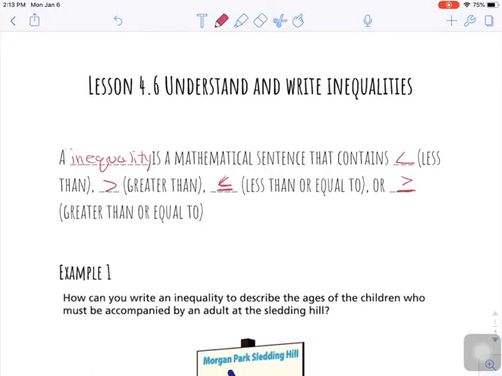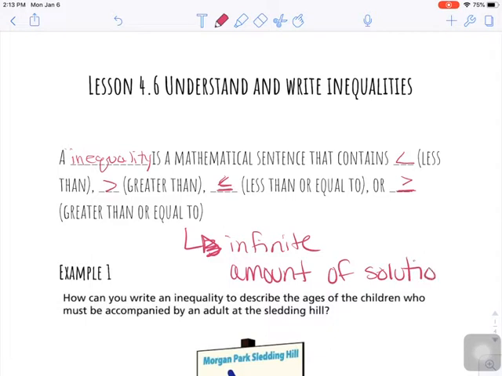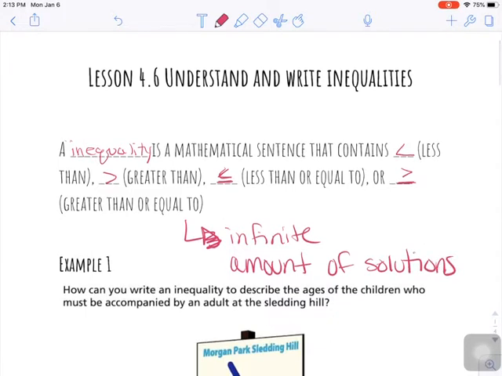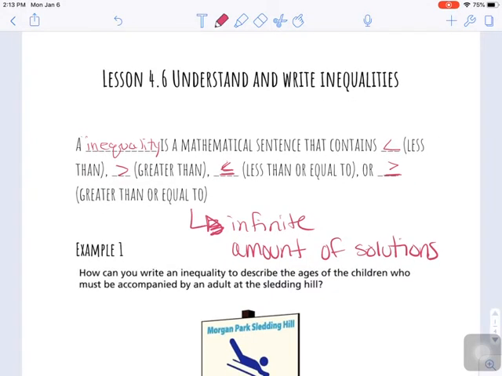And when we use inequalities, this means that we have an infinite amount of solutions. So before, when we were talking about solving equations, we really only had one answer, one solution. But in this case today, we're going to be noticing that there are going to be multiple or an infinite amount of solutions for different scenarios. So let's try one out.